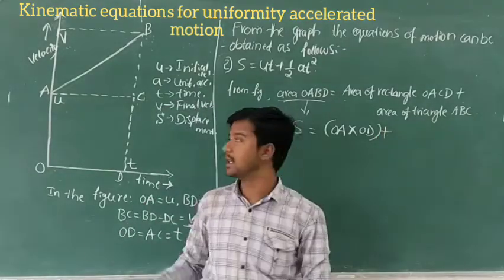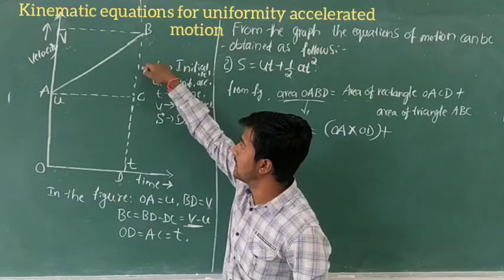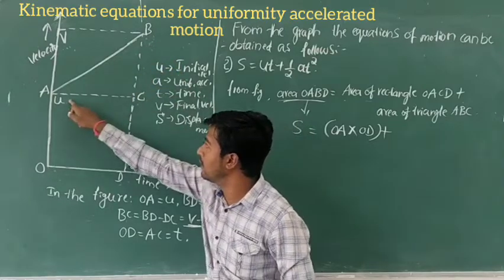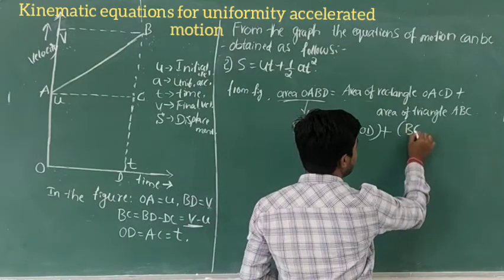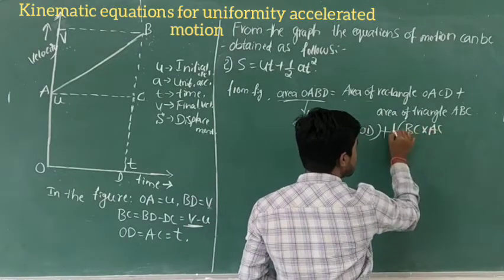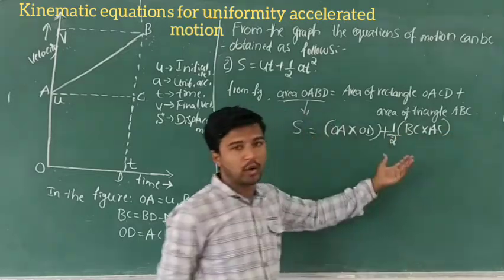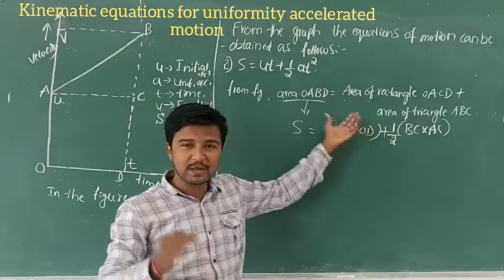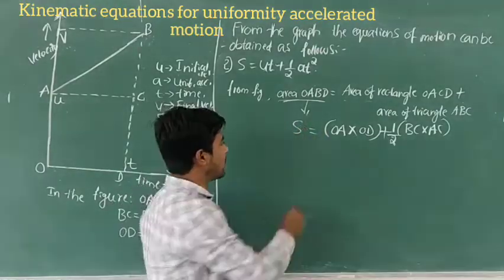Area of triangle ABC, that is what? Height BC into base AC. I will write here BC into AC. That is half into BC into AC. Okay, understood? It is so simple, the derivation. It is very easy. Okay, next.